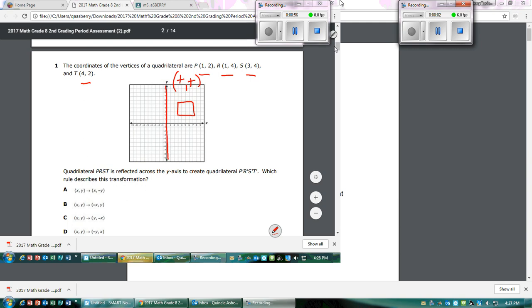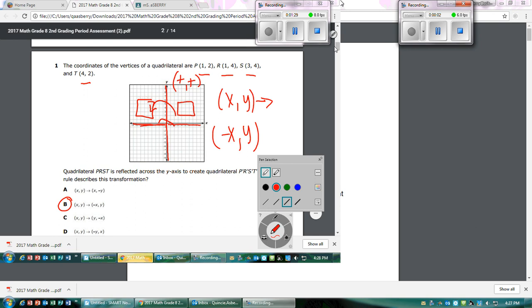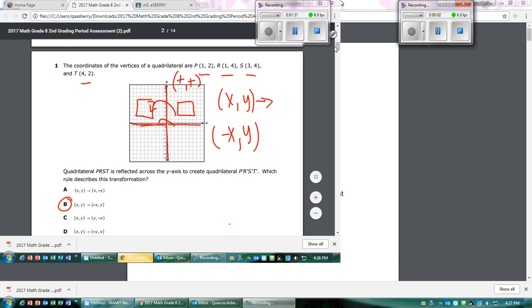Here's my y-axis. So that means my object is going to reflect to this side, somewhere over here. So with our rule, if we're reflecting across our y-axis, our y is going to stay the same, but our x changes. It becomes a negative x, because it started out positive and it reflects across the y-axis, so it's now negative. So we're looking for the rule where it says (x, y) goes to (negative x, positive y). And our answer is B. Should have got B. Okay, so let's go ahead and go over number two.